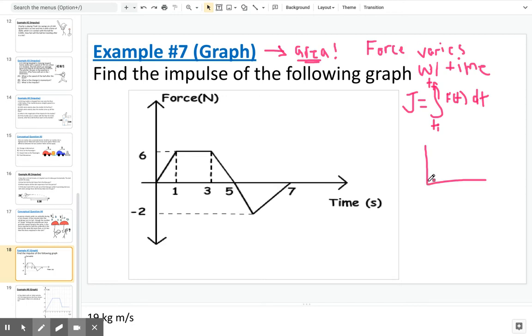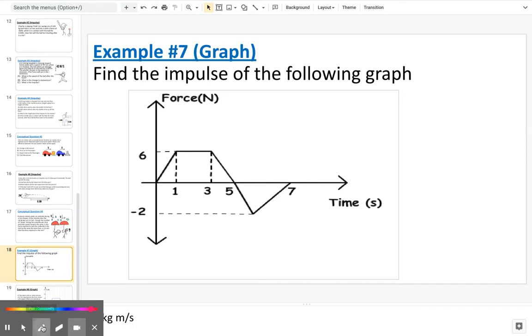So we're going to take the area underneath a force versus time graph anytime the force is not constant. So we see that force changes or varies over time. We would take the area under that curve or below that curve to find the impulse, J. Okay, so let's give this a try.